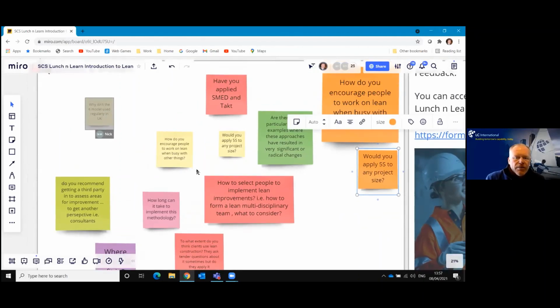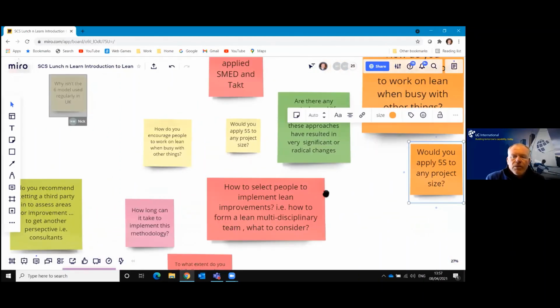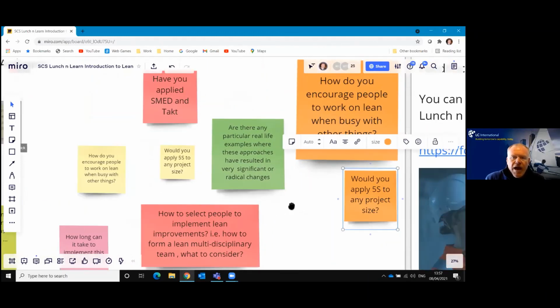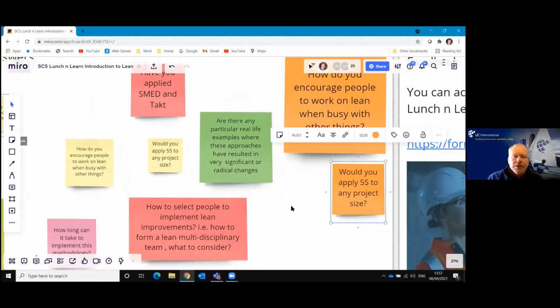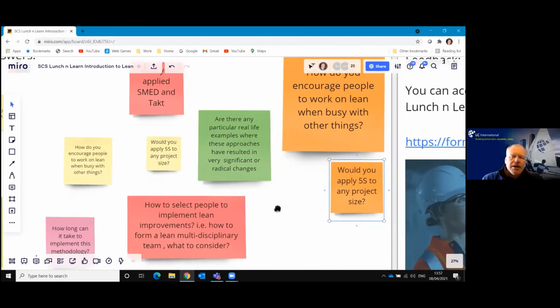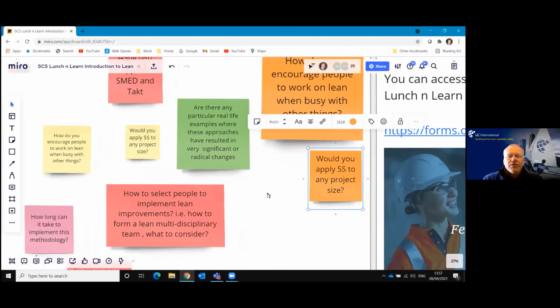Okay then, so let's have a look. Another question. Are there any particular real-life examples where these approaches have resulted in very significant or radical changes? Absolutely. So I'm working with a data center partner at this moment in time, and they've used standardized work and they've used collaborative planning, and in one data center alone, they've returned an improvement of over €1 million. And that's on one small area of the data center they're working in.